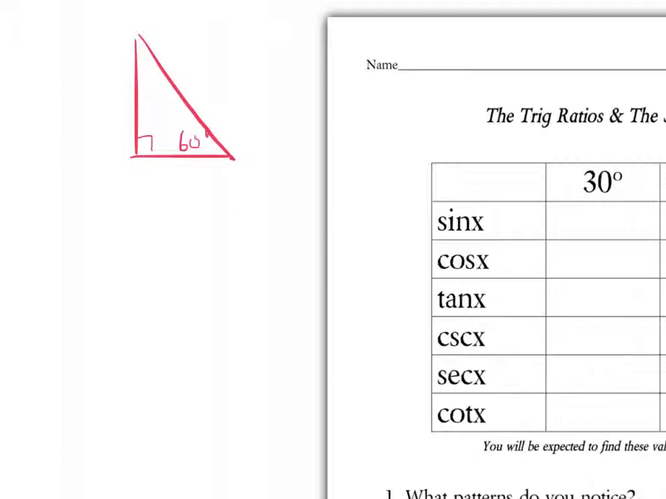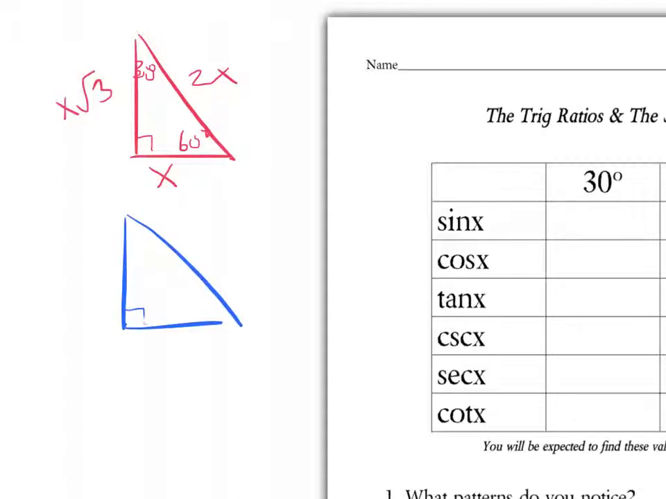here's 60, 30, x, 2x, and x radical 3. And then the 45, 45, that's x, x, and x radical 2. All right, so let's start off in the first corner here.